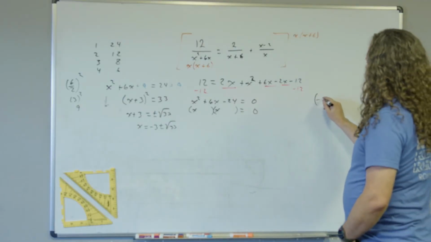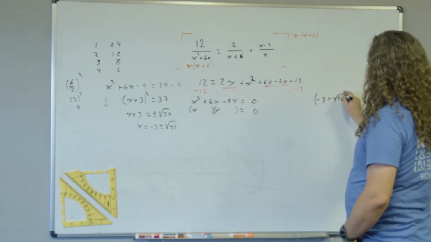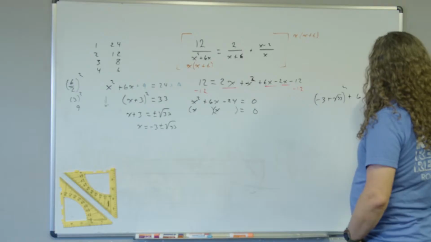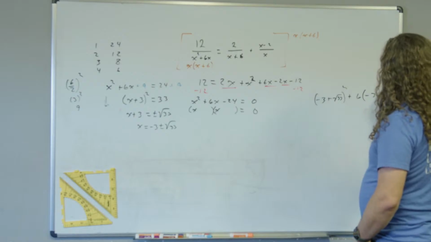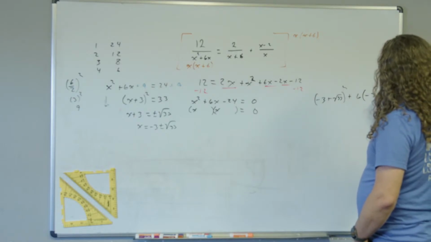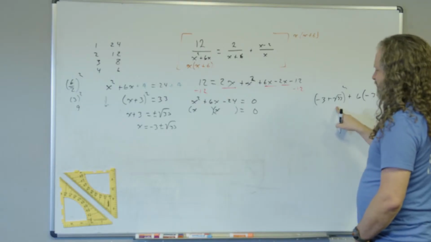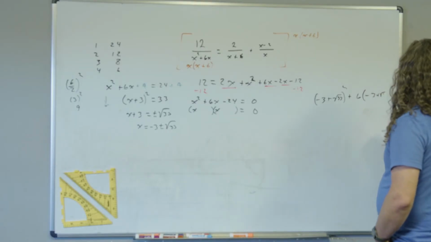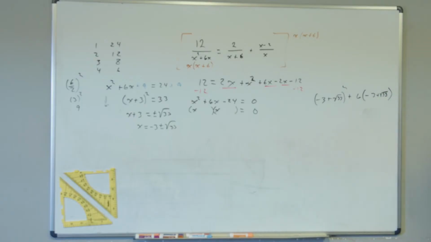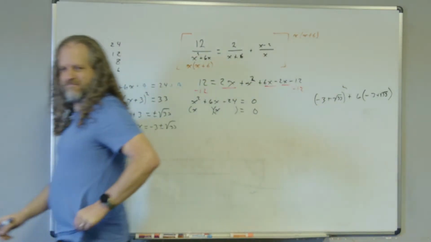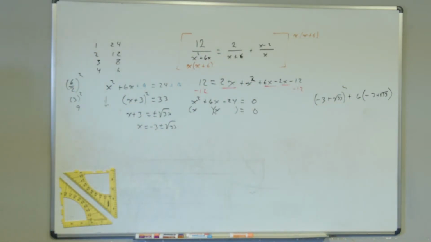So you'd punch in negative 3 plus the square root of 33, squared, plus 6 times negative 3 plus the square root of 33. Does that equal 24? There's like no way. If it does, then that's going to be mind equals blown. Do they both equal positive 24, or does this one equal negative 24?